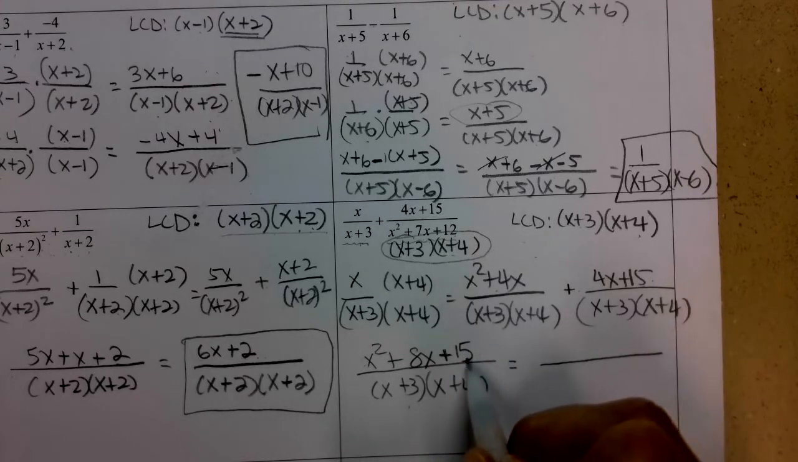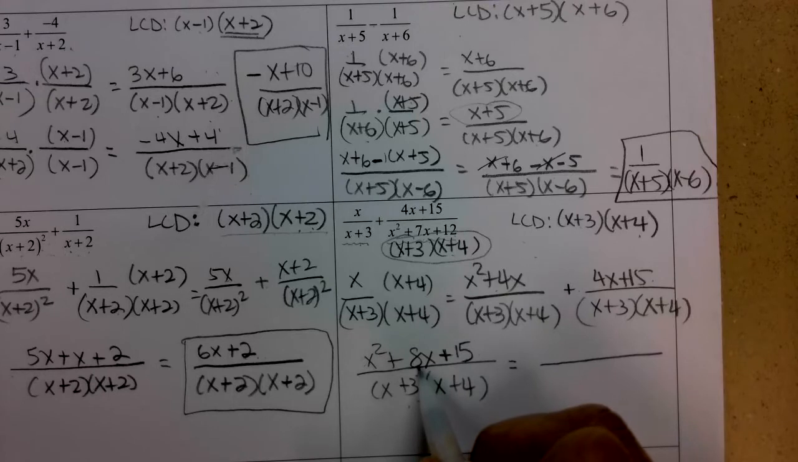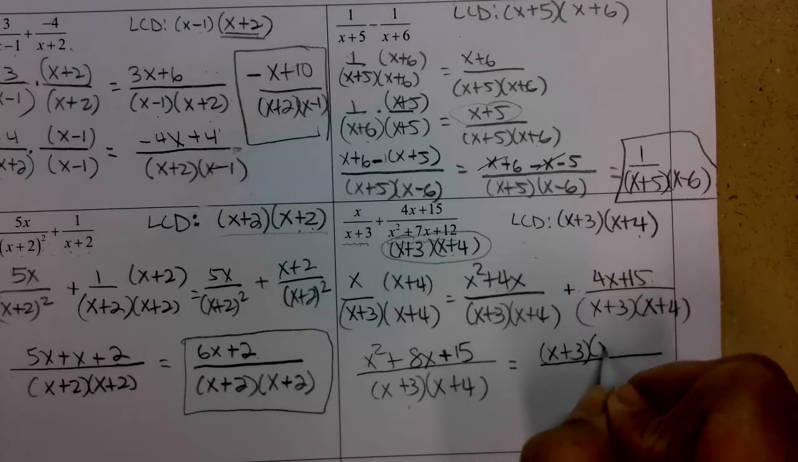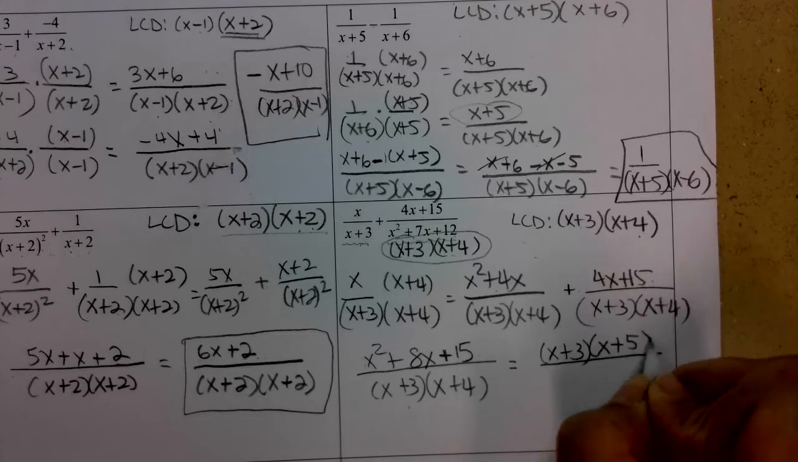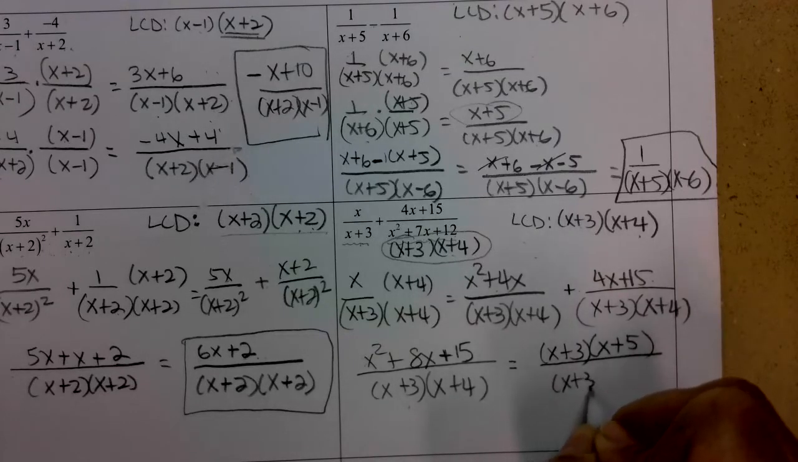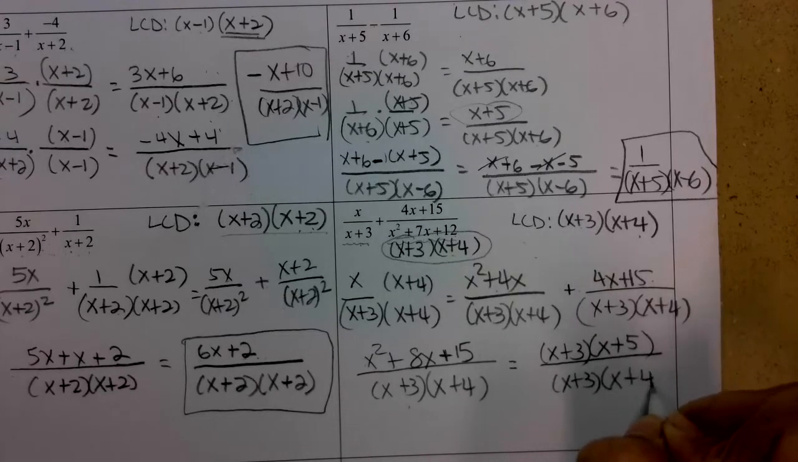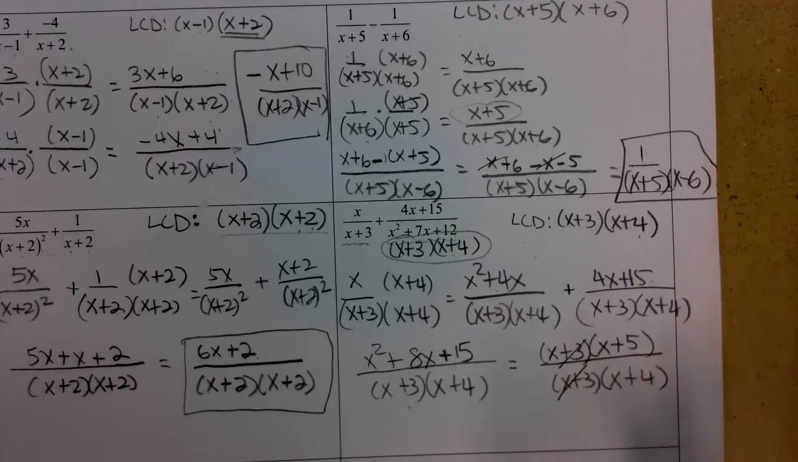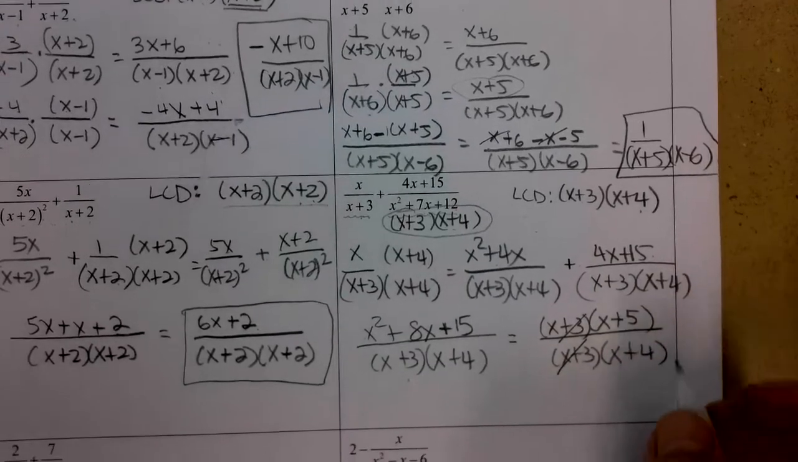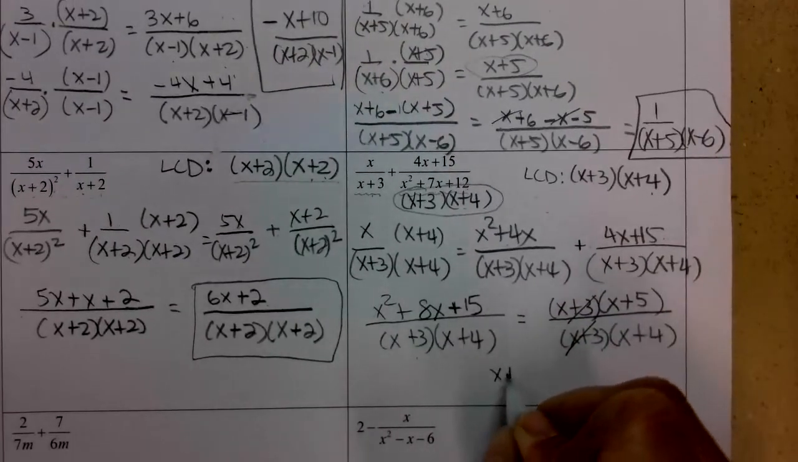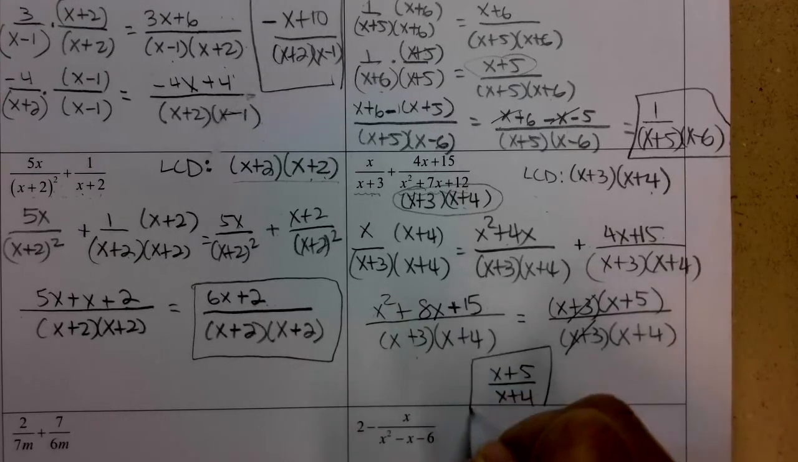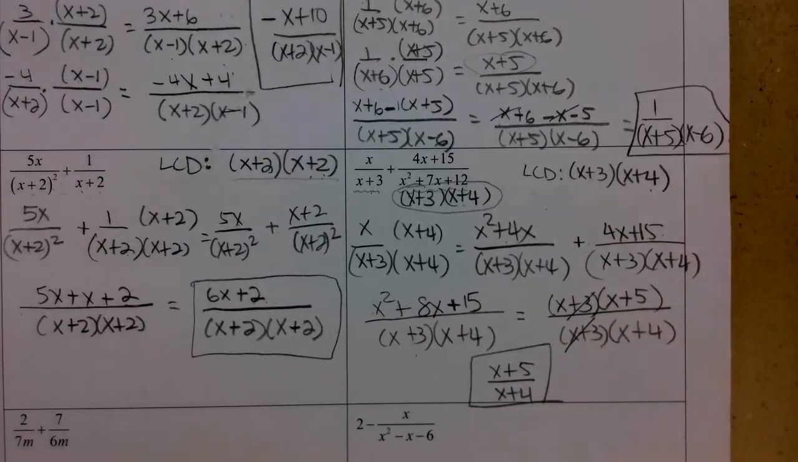Let's see, multiply to 15, add to give 8, so 3 and 5. So that factors into x plus 3 times x plus 5, and x plus 3 times x plus 4 for the bottom. So we can cancel those x plus 3s that were common to the top and bottom. Remember, you can't cancel until you factor. So x plus 5 over x plus 4 is our final answer there.